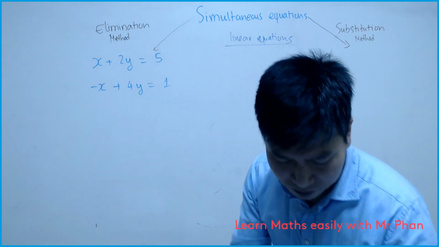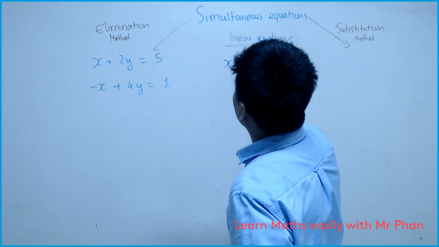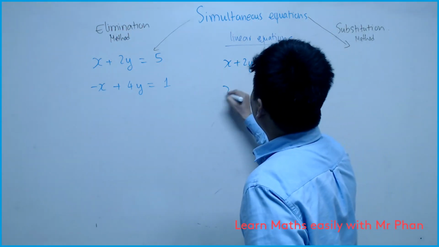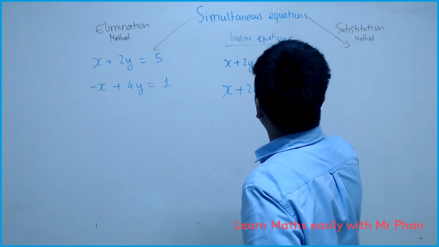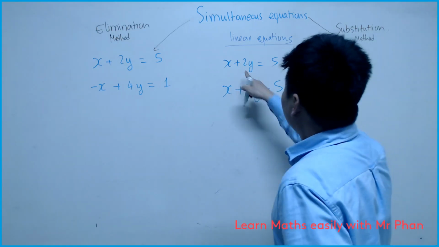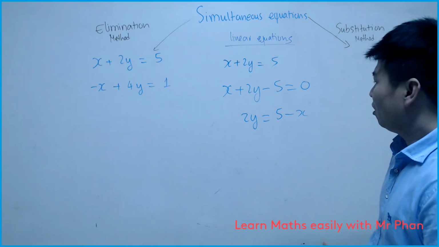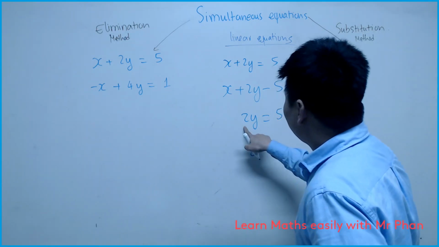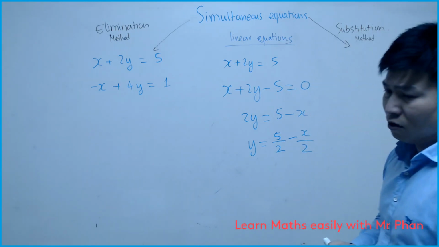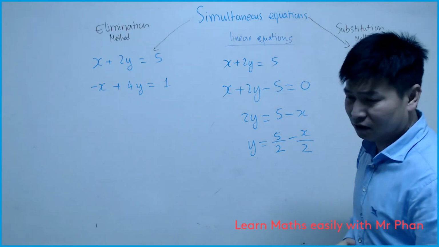Okay, they have many forms. So I can write this one here. For example, I have 2x plus y equals 5. Yes? I can write it as x plus 2y minus 5 equals 0. You see that? I can do it many ways here. I can rearrange it: I can write 2y equals 5 minus x. Then I divide by 2, so y equals 5 over 2 minus x over 2. So there are many ways to write down linear equations.